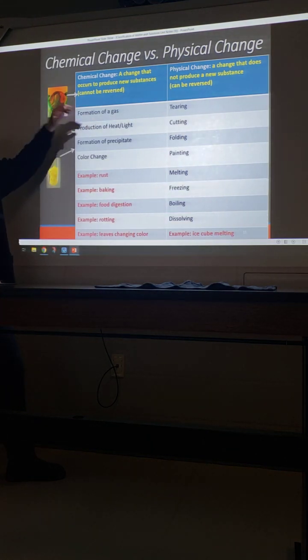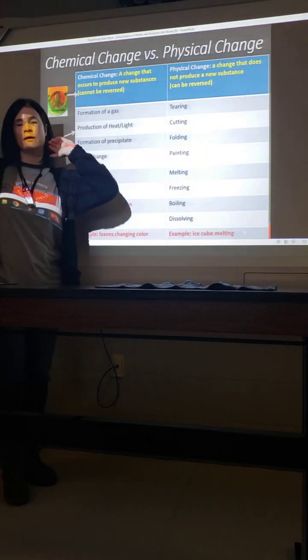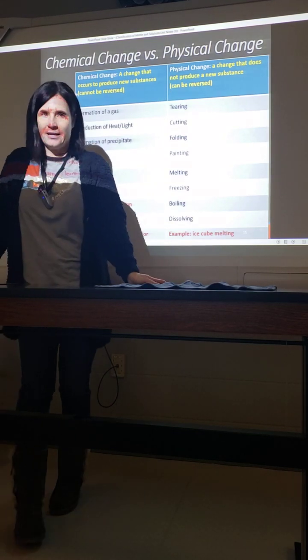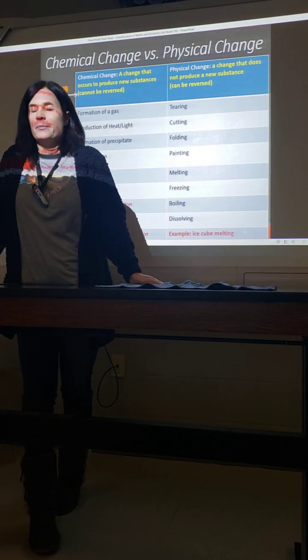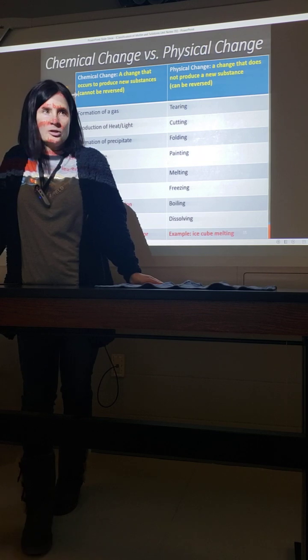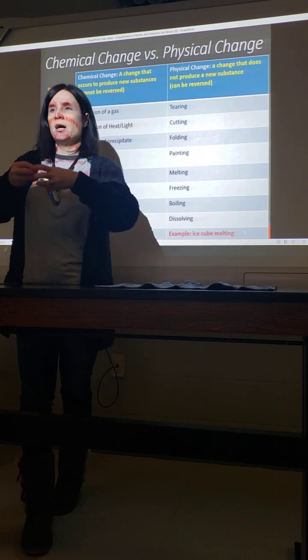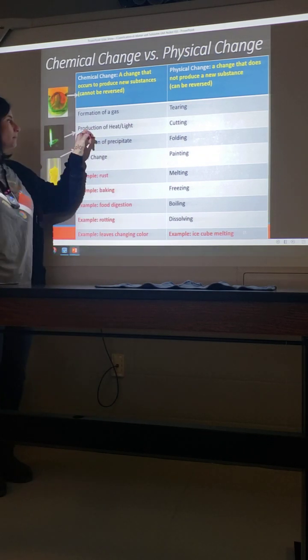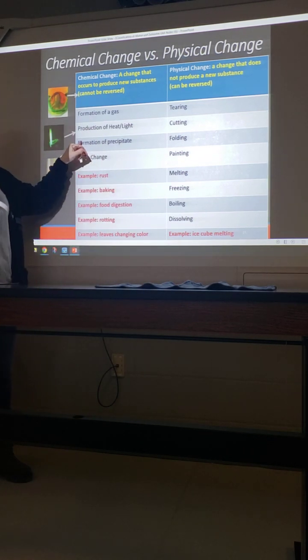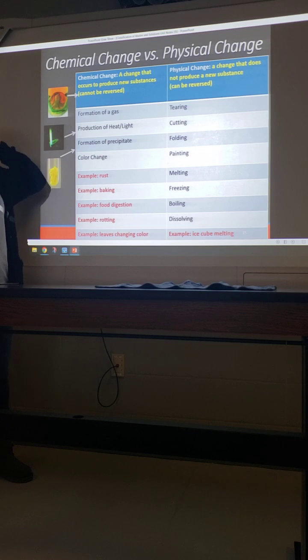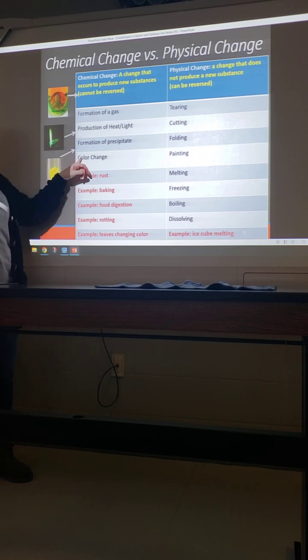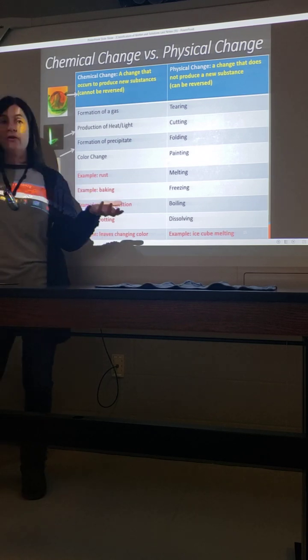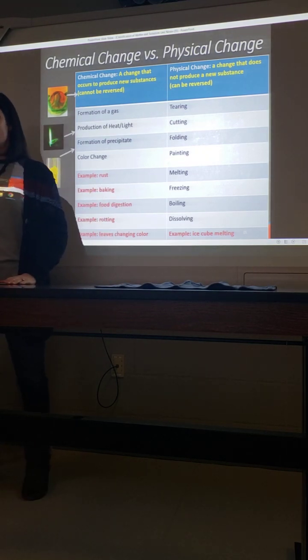Also the formation of a gas. So the old standby of vinegar and baking soda to make a volcano erupt. The baking soda with the vinegar, when they combine, it starts to bubble and form a gas, right? Heat and light. We'll talk about precipitate when we get to solutions a little bit more. And again, color change a lot of times, like the leaves changing color in the fall, those are chemical reactions.